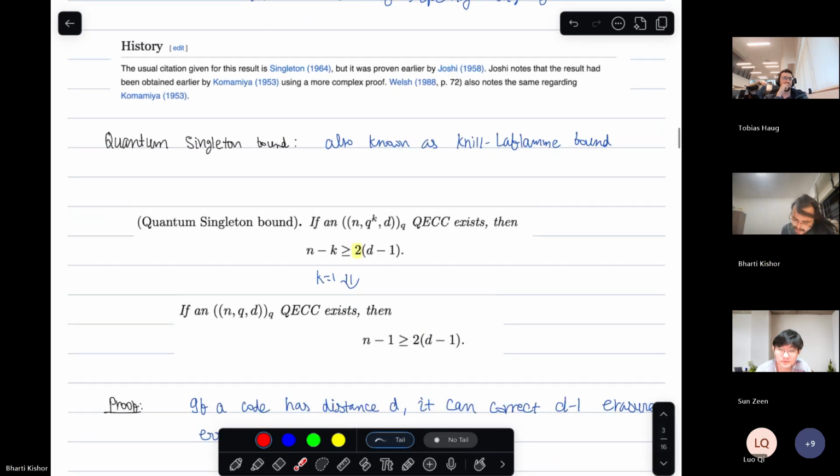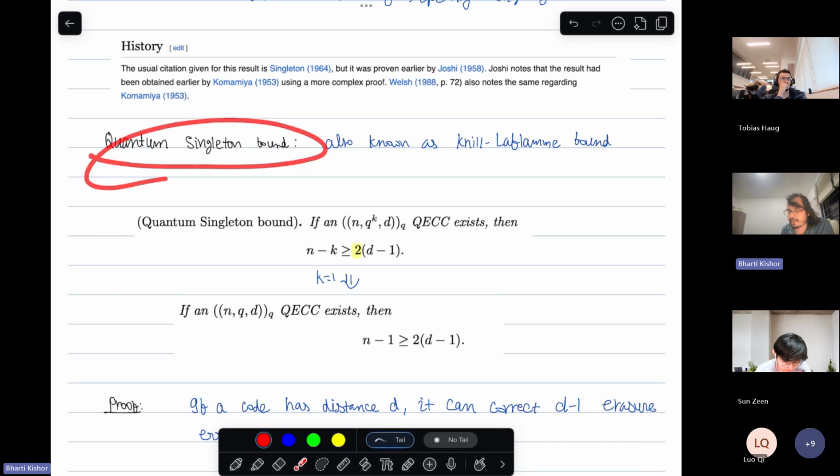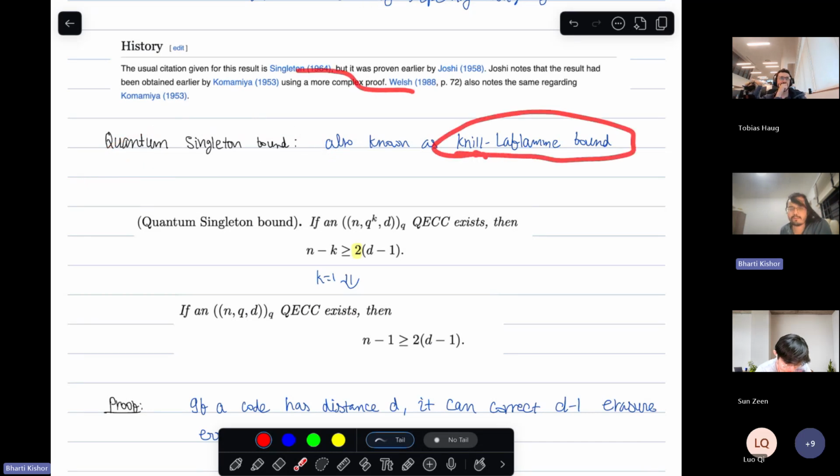Okay. So the quantum Singleton bound, you don't need to call it all that. You can just call it Knill-Laflamme, because it was Knill and Laflamme who discovered it. But the classical version was discovered by Komamiya, and then Joshi, and then Singleton.